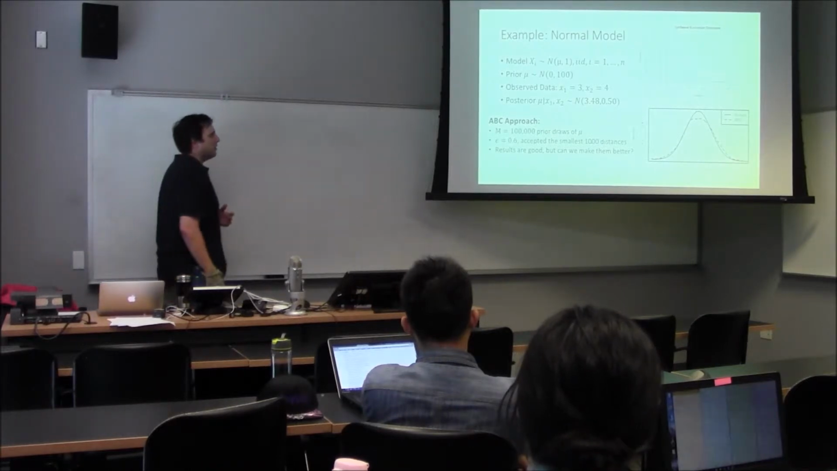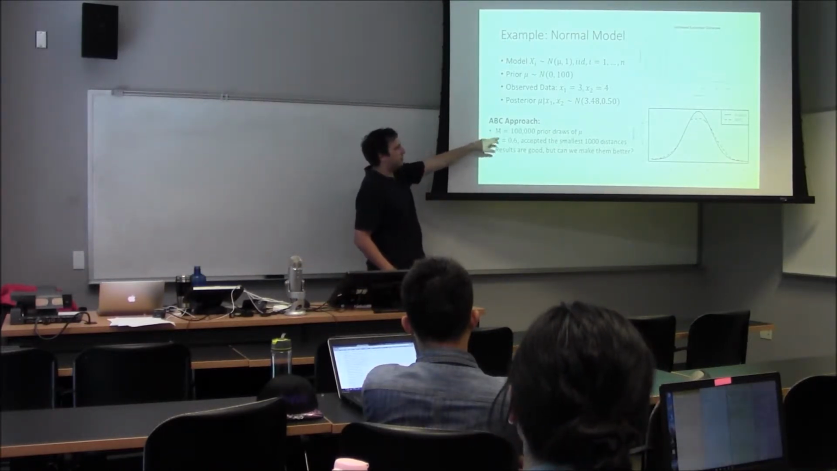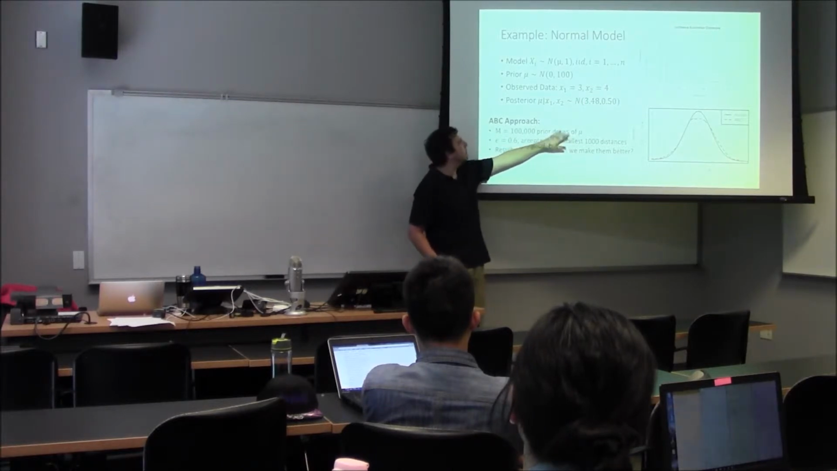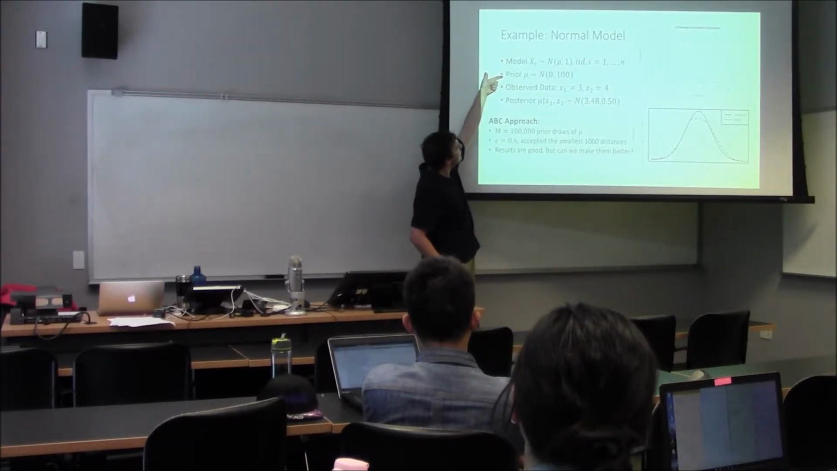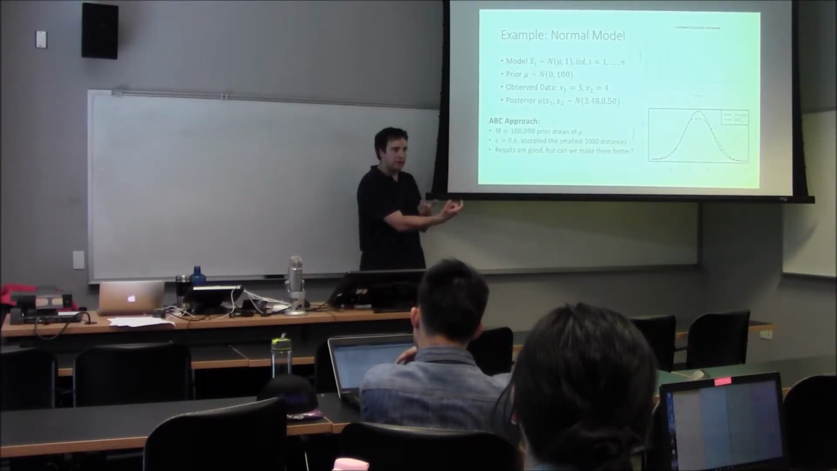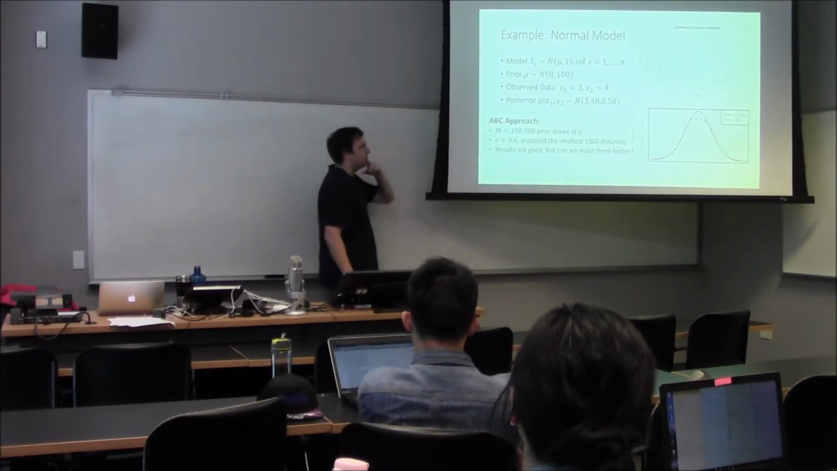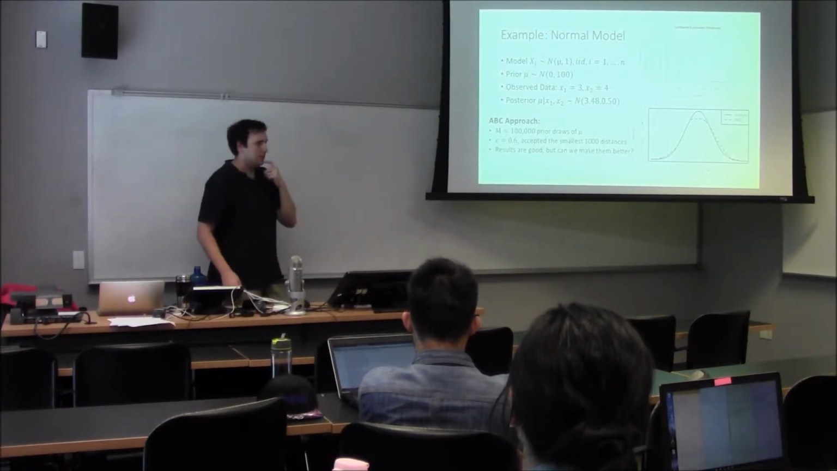So for the ABC approach, we're going to do 100,000 draws from our prior. So 100,000 from this guy here. We're then going to generate 2 observations from that and compare them to what we observed. The epsilon that we're going to cut off at, using the Euclidean norm, is 0.6.